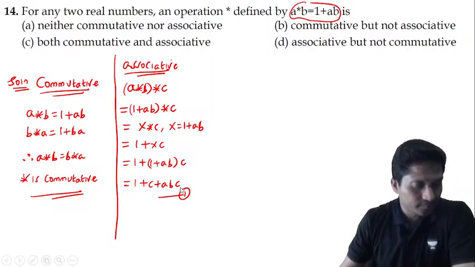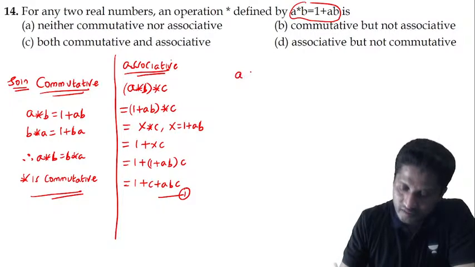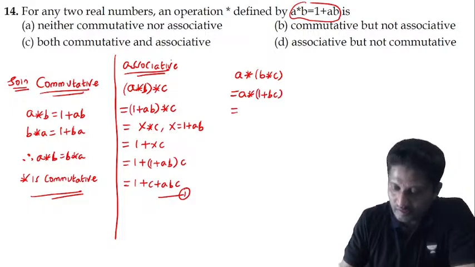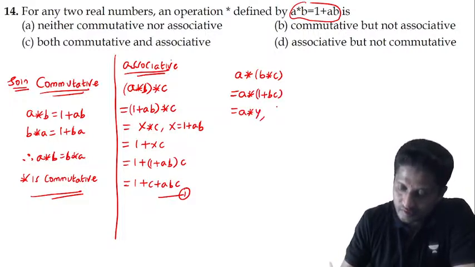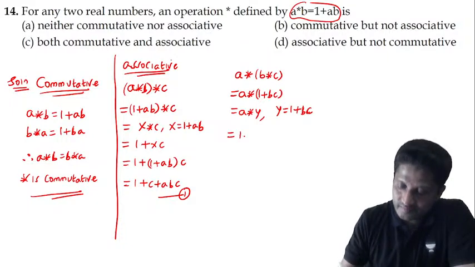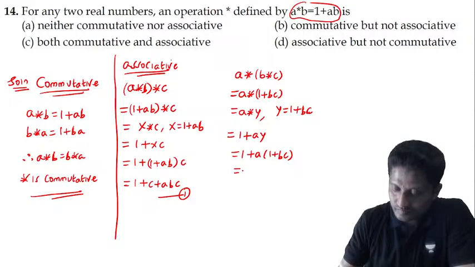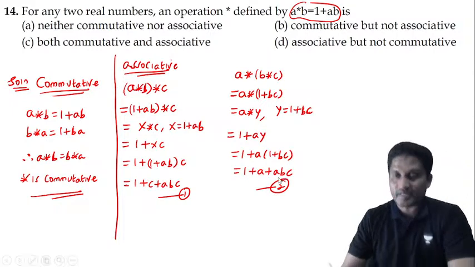Call this equation 1. Right, now if I take A star (B star C), B star C is 1 plus BC. Now that's equal to A star Y. What is the value of Y? Y is equal to 1 plus BC. Now A star Y will be equal to 1 plus AY, right? Which is 1 plus A times (1 plus BC), that is 1 plus A plus ABC. Call this equation 2. Both are different, right?